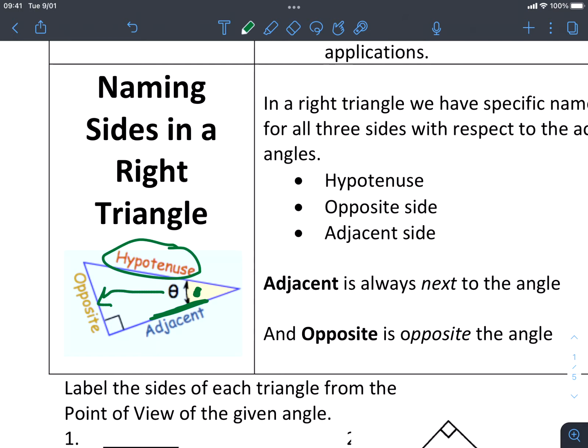Now, when you change the angle, like for example, if I started talking about this angle, then things change, right? The hypotenuse is still the same, that never changes, but my opposite and adjacent sides have flipped. So we're going to get some practice with labeling triangles for their sides.